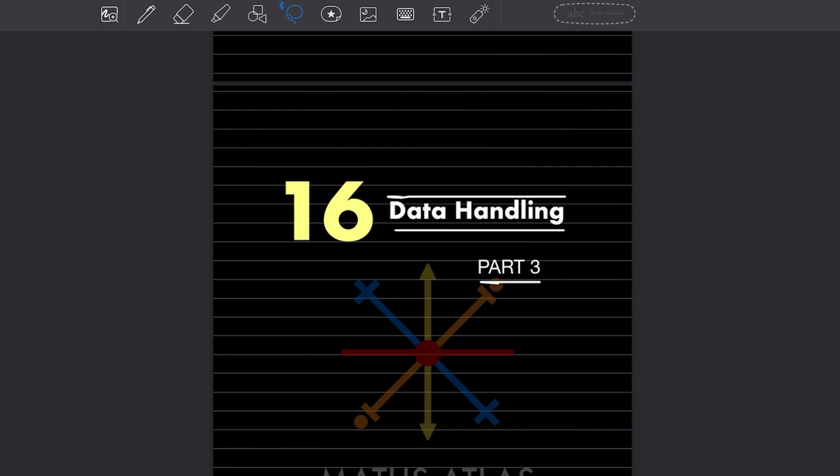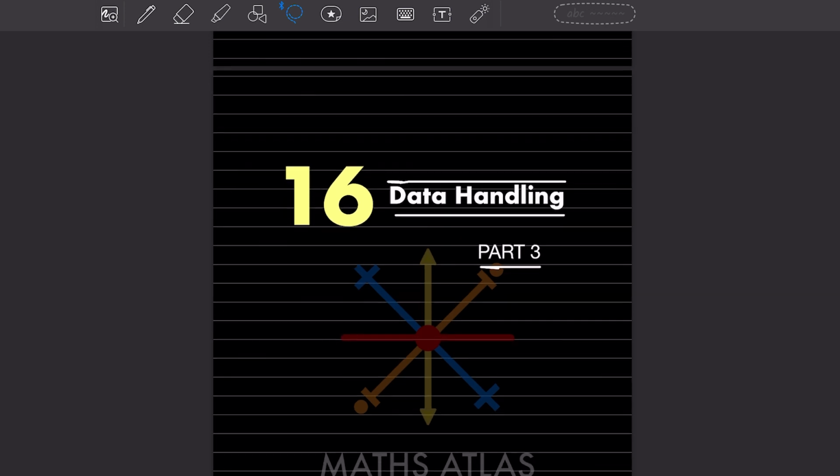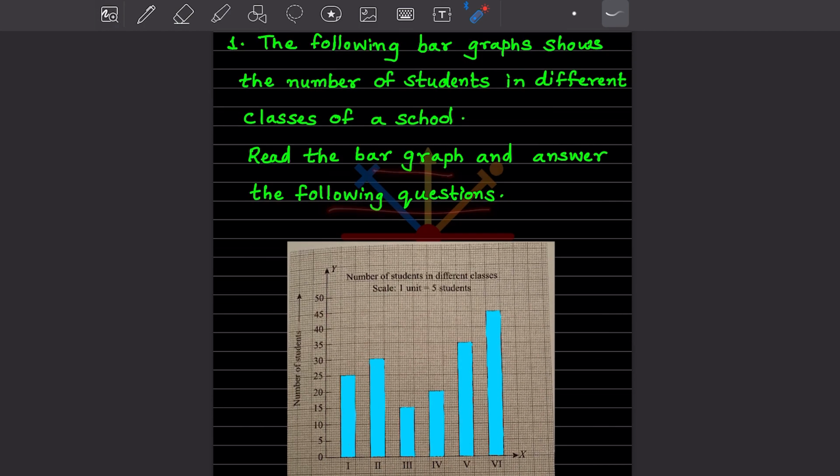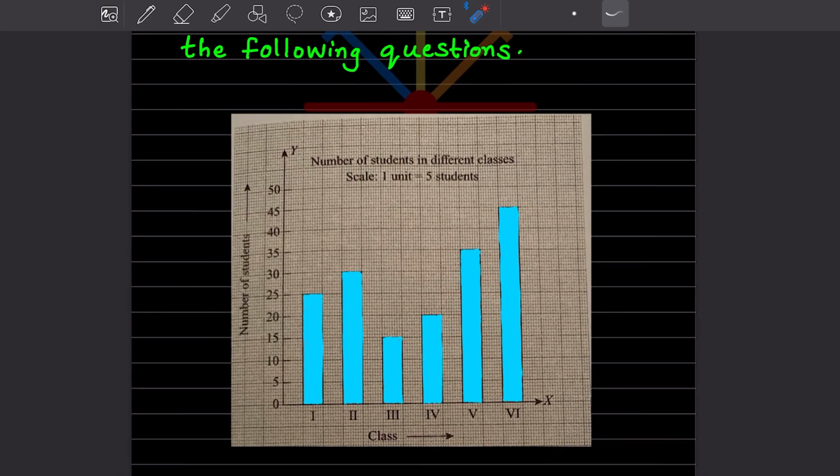So this is the third part of the topic, data handling. So let us see the exercise. The first question is, the following bar graph shows the number of students in different classes of a school. Read the bar graph and answer the following questions. So this is the bar graph given.